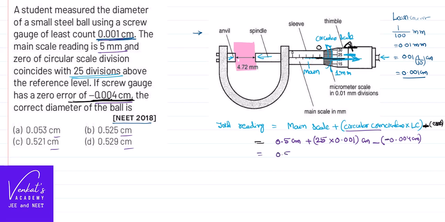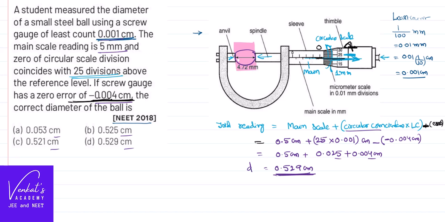So if you calculate that, this is 0.5 centimeter, this is 0.025 centimeter, and this minus of minus becomes plus, that is 0.004 centimeter. When you add all of them, it becomes 0.529 centimeter. That is the reading, or else the diameter of that ball. He has given it as a ball, so that ball will have this much diameter, or thickness.